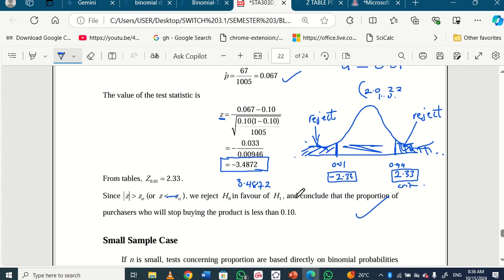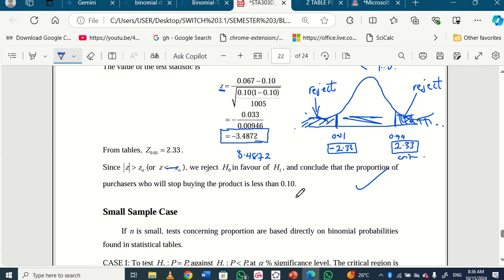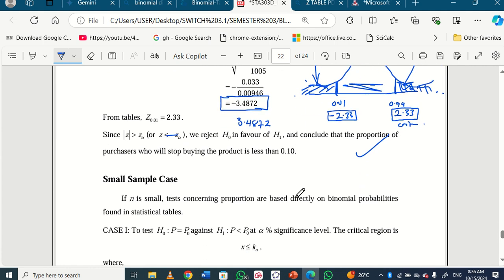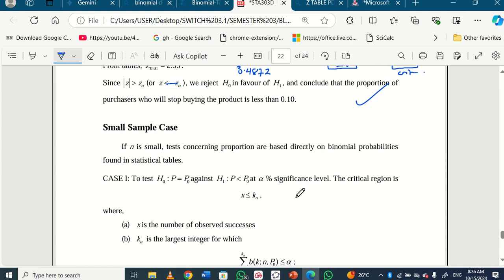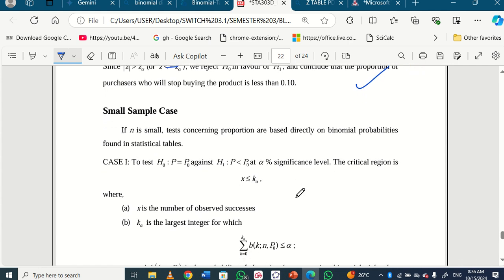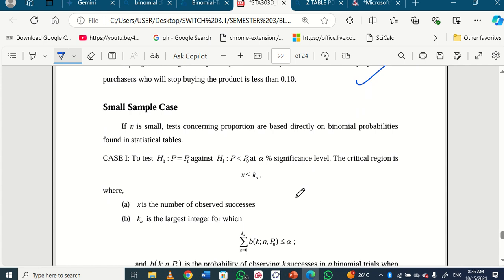Now let's move on to the next one, which is the small sample case. Whenever the sample size for a proportion is very small, we can't use the normal distribution. If n is small, the tests concerning proportions are based directly on binomial probabilities. Here we don't use any formula. We only go strictly by the binomial probability, which is found in the statistical tables.